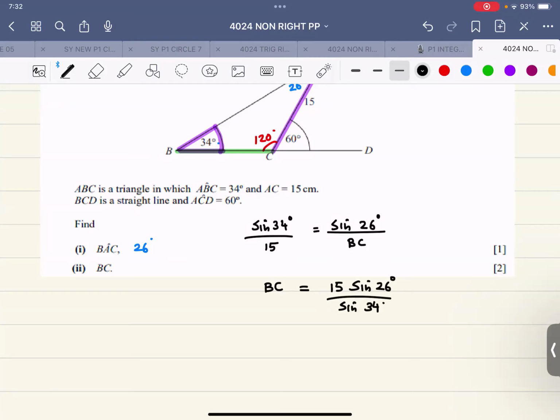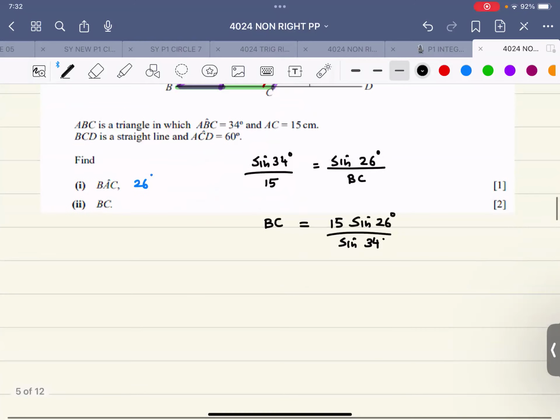And let me grab the calculator. Sine 26 multiplying with 15. This is 6.5755. And what about sine of 34? 34 and then sine. That's 0.5592.